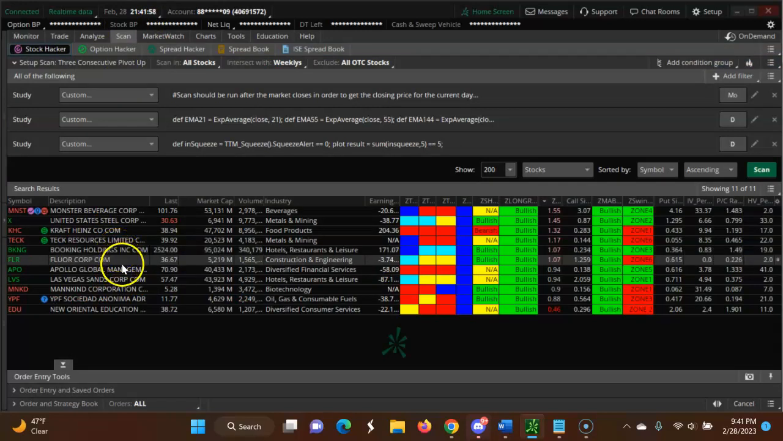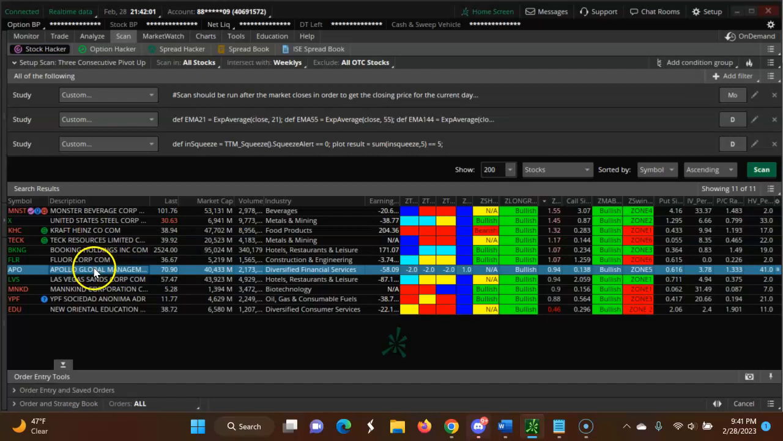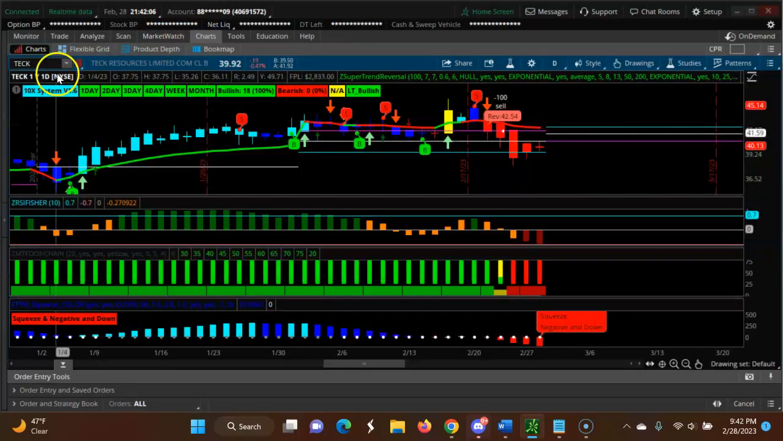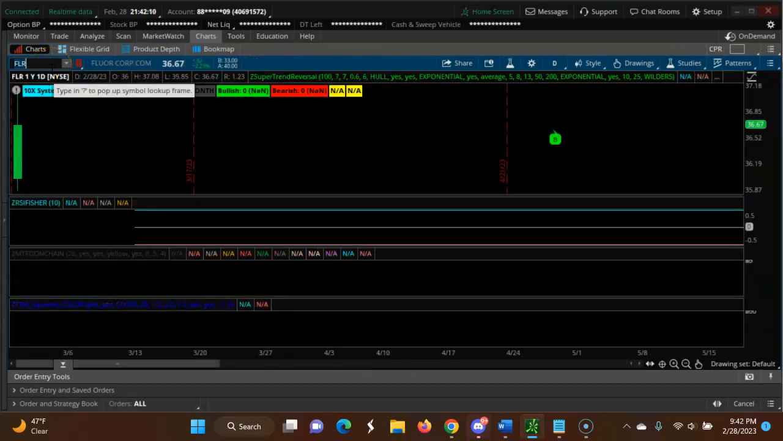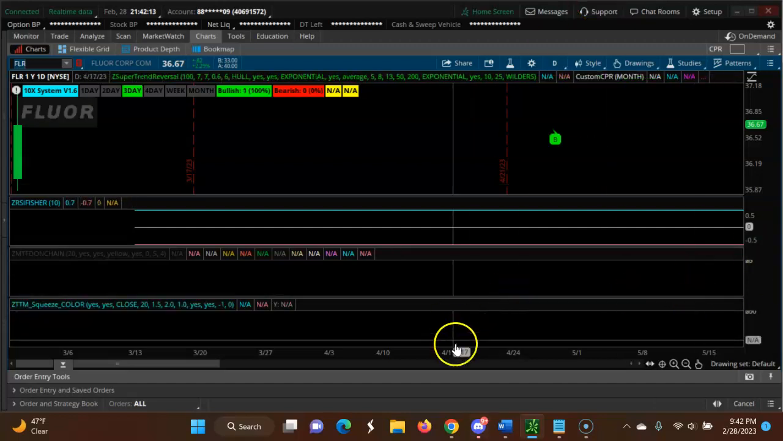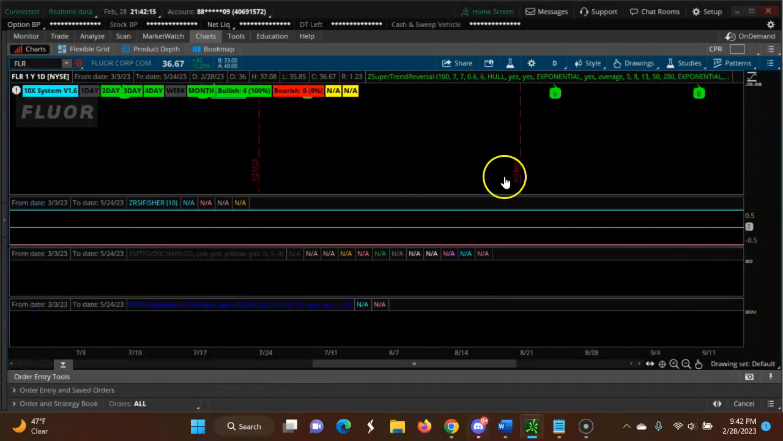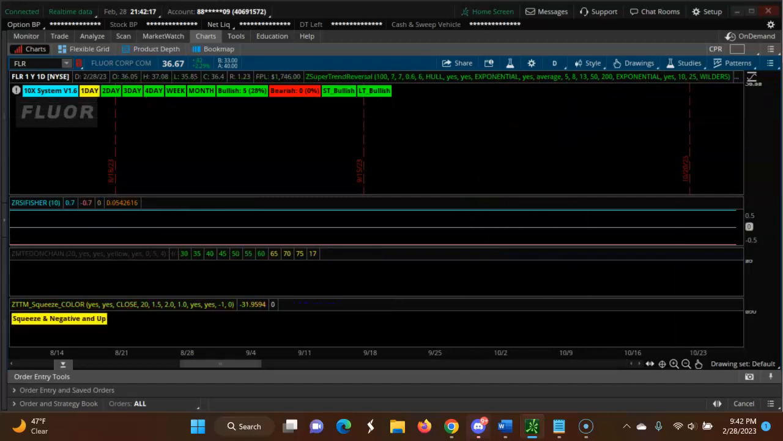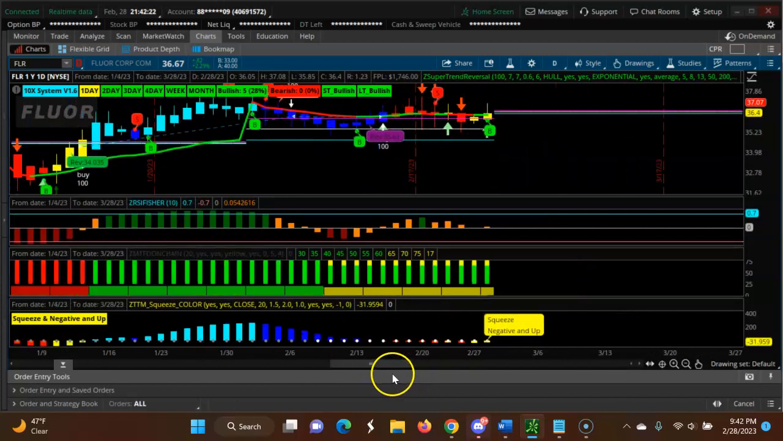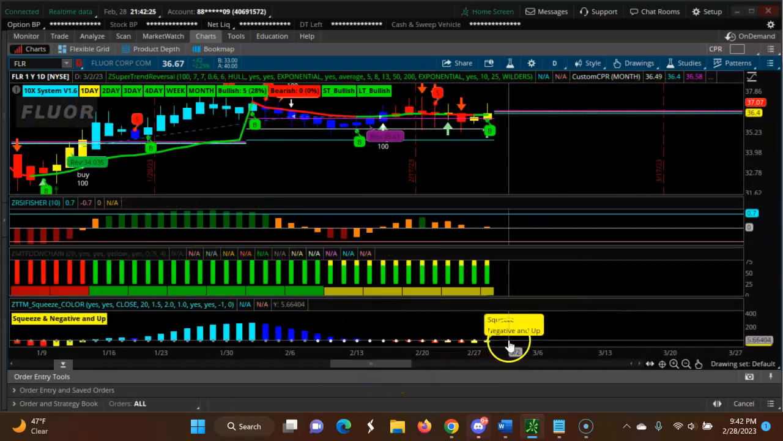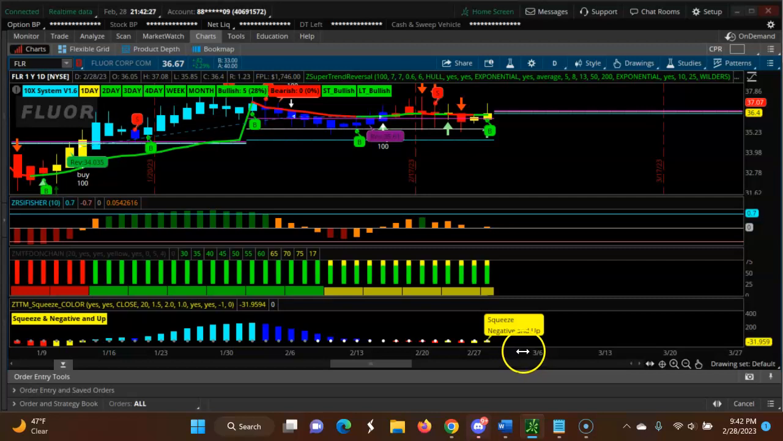BKNG is a high price stock. I want that. FLR and the APO. FLR, APO. FLR. You can see CPR is turning up. Okay. Negative squeeze up. Okay, the squeeze also. Okay. So now FLR.